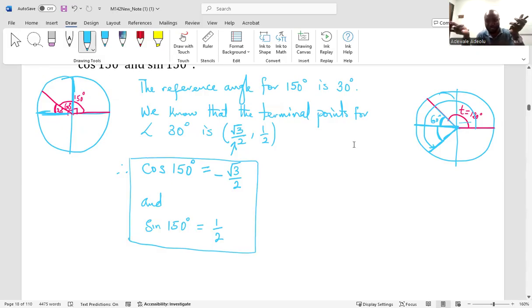Remember how to find reference angle. Just find the angle between the terminal side and the horizontal axis. Done. That becomes the reference angle. And you use the terminal point for that reference angle because we know it, to find the cosine and the sine of the original angle you are looking for. The only thing you need to look for is the signs, which will be determined by the quadrants in which the angle falls into.